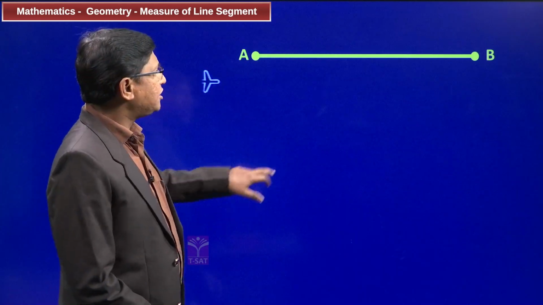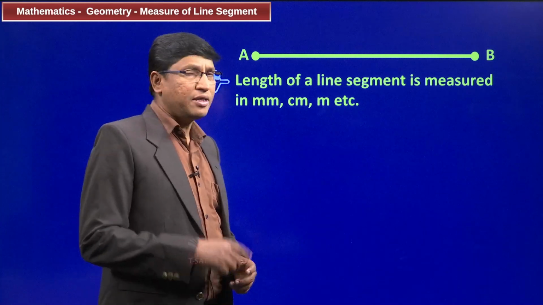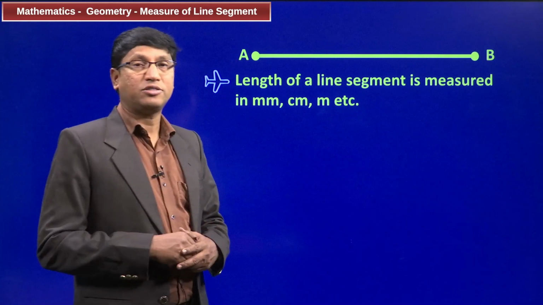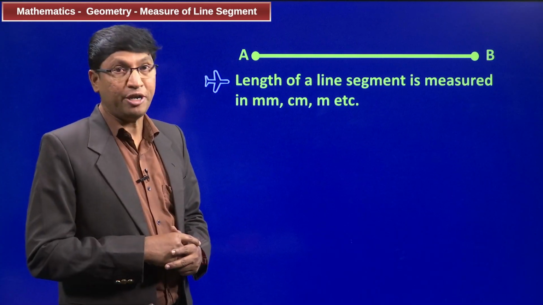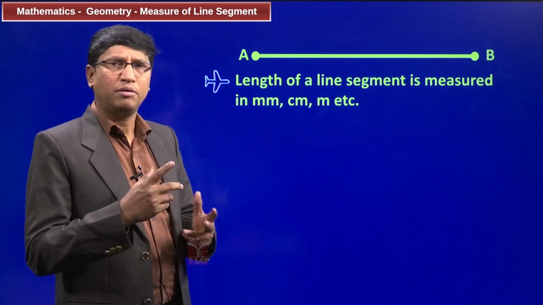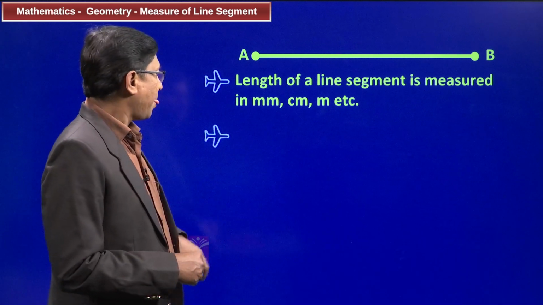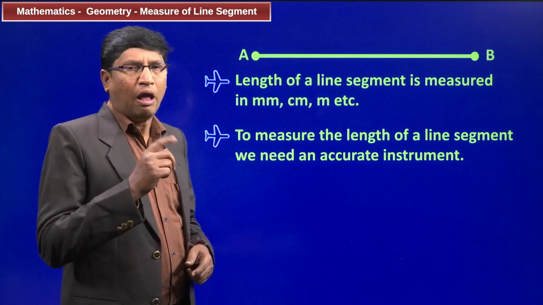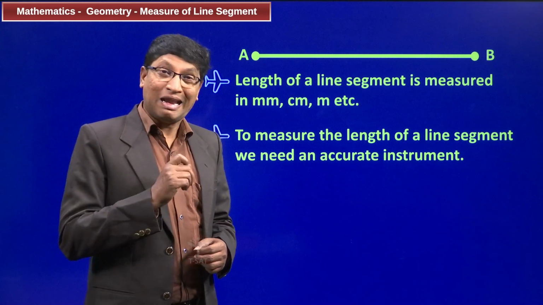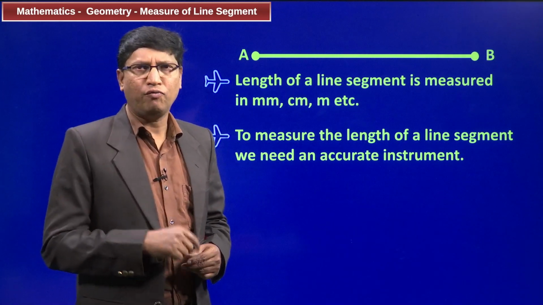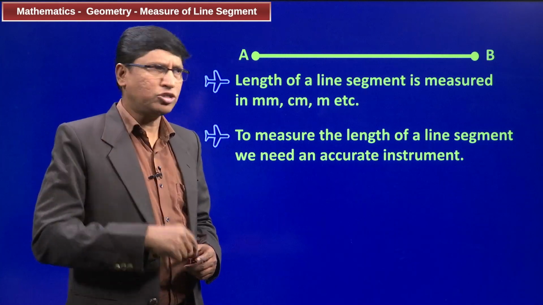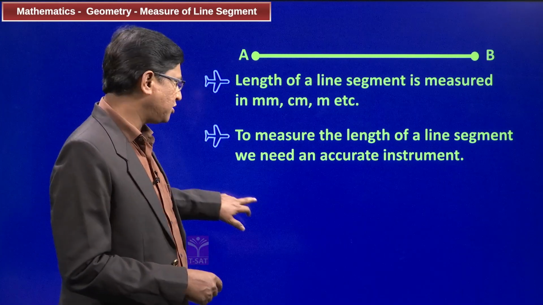Now consider the line segment AB. The length of a line segment is generally measured in either millimeters, centimeters, meters, or kilometers. And also if you notice, to measure the length of any line segment, we need some accurate instruments. What are those instruments? Let's see.